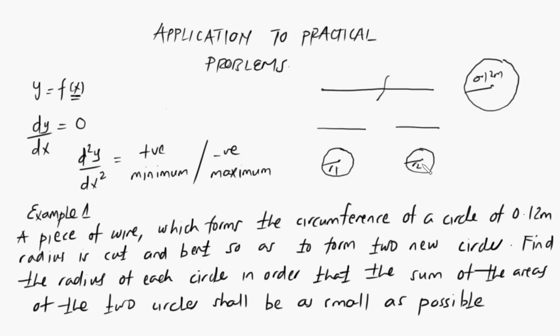Find R1 and R2 so that the sum of the areas, this area is A1 and this area is A2, so that A1 plus A2 is as small as possible, meaning a minimum. So find their radii such that the sum of the areas is minimum. So let's get to work.